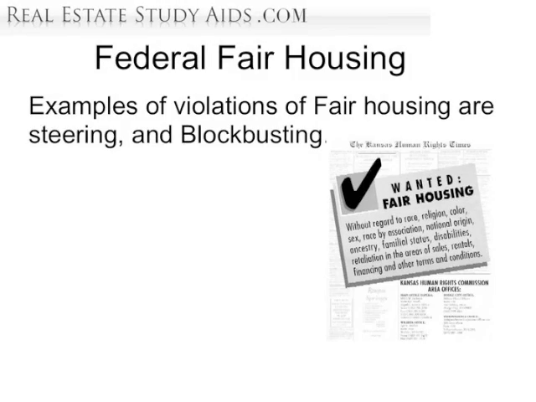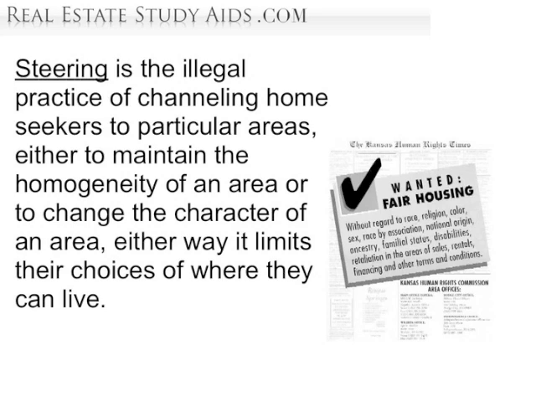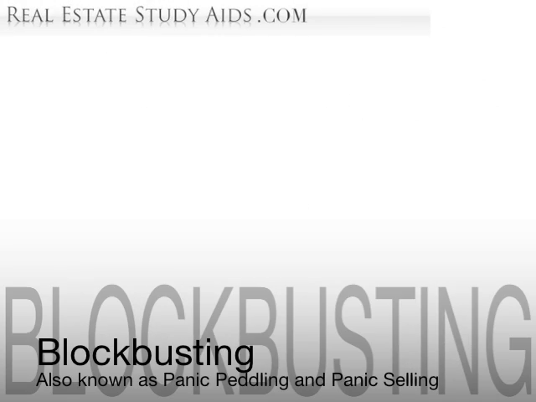Examples of violations of fair housing are steering and blockbusting. Steering is the illegal practice of channeling home seekers to particular areas, either to maintain the homogeneity of an area or to change the character of an area, which limits their choices of where they can live.